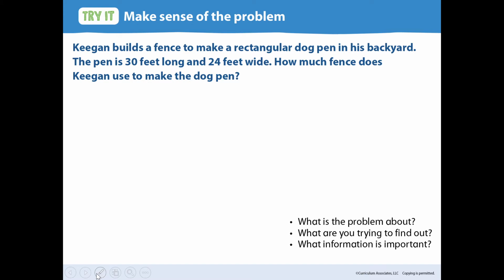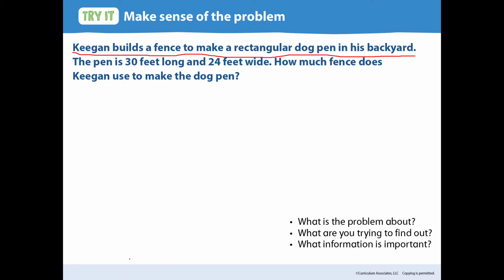We're going to go back through this problem and answer these 3 questions that we see down here at the bottom. What is the problem about? What are you trying to find out? And what information is important? So go back through and read to answer the first question, what is the problem about? Once you have found what the problem is about, please underline that in your workbook. Okay, the problem is about Keegan building a fence to make a rectangular dog pen in his backyard.